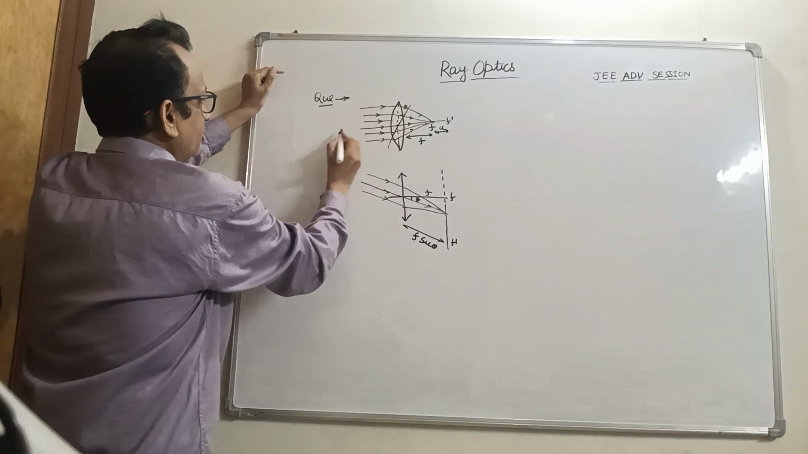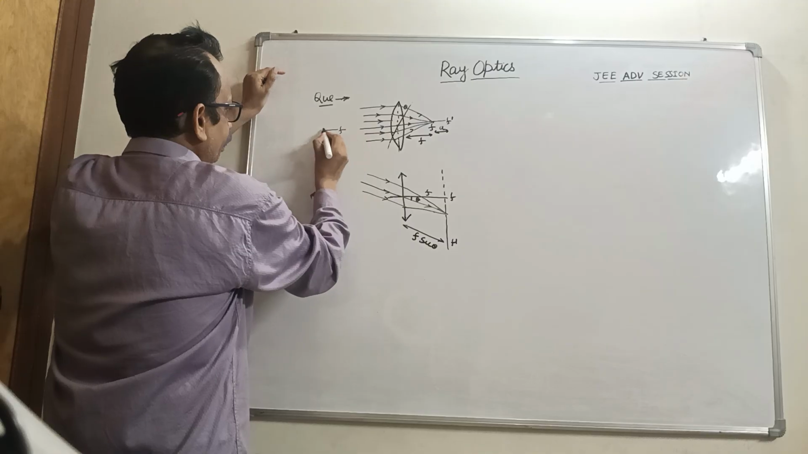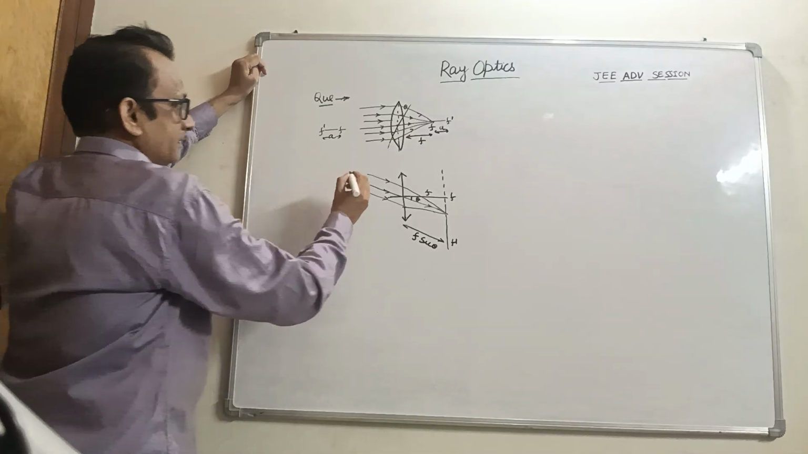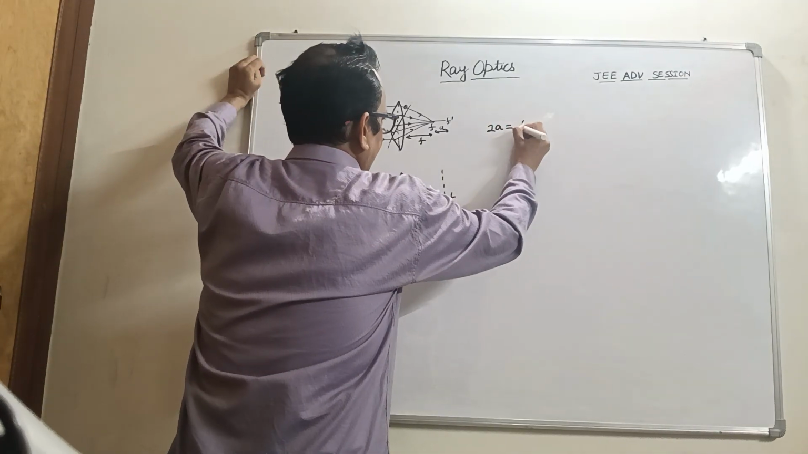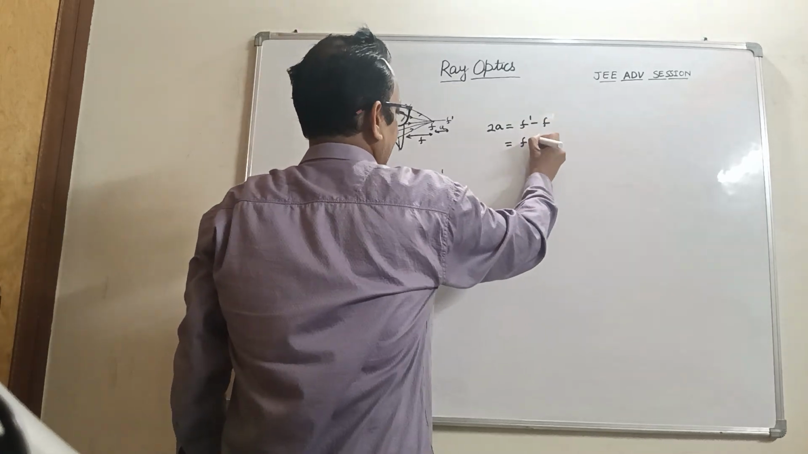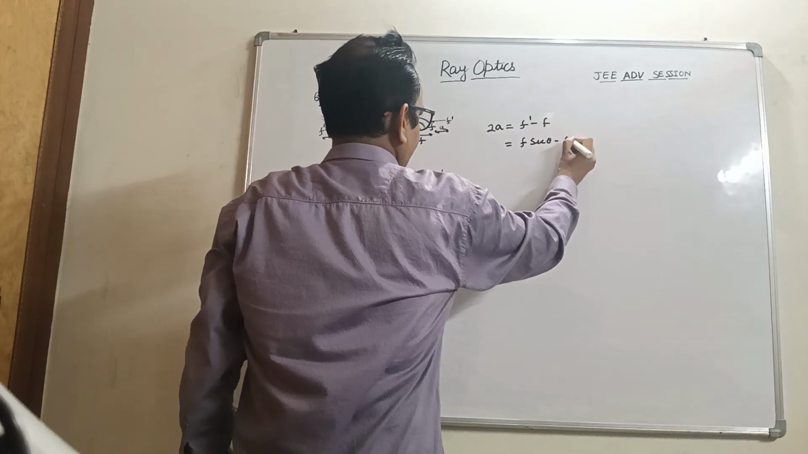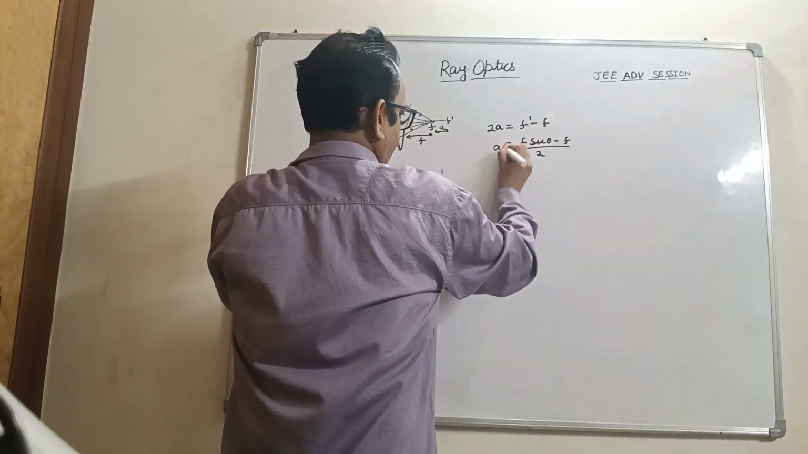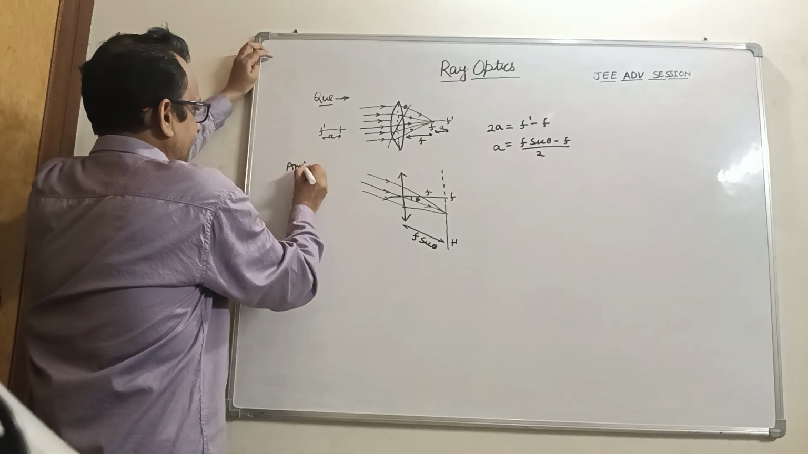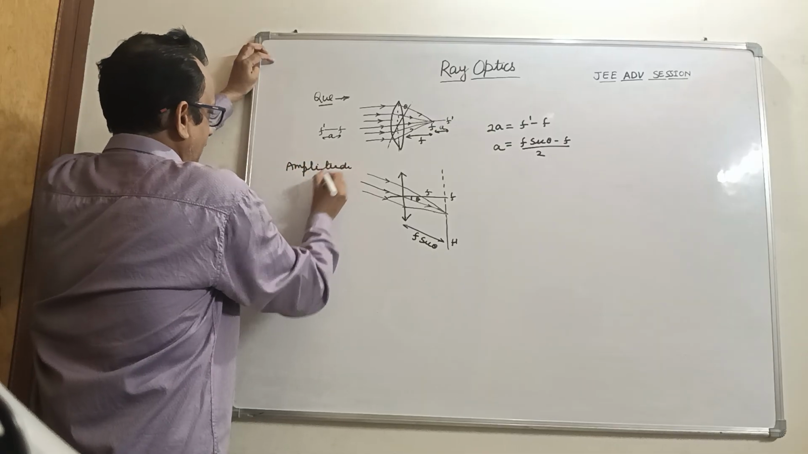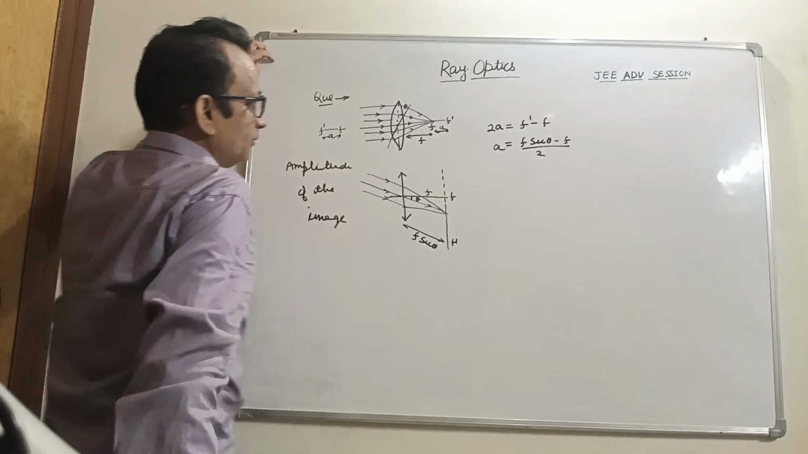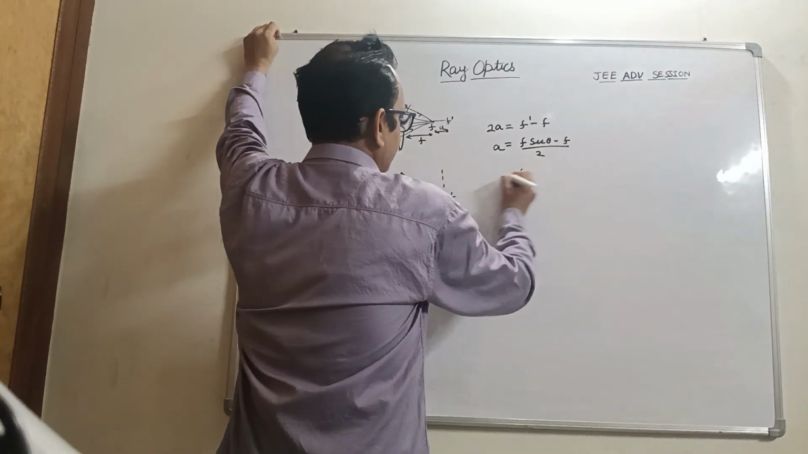So same scenario would be here. Here f dash, and a would be the amplitude. So here 2a becomes f dash minus f. So f dash would be f sec theta, so a equals f sec theta minus f upon 2. This would be the amplitude of the image. We have to find the amplitude of the image. So solve it.